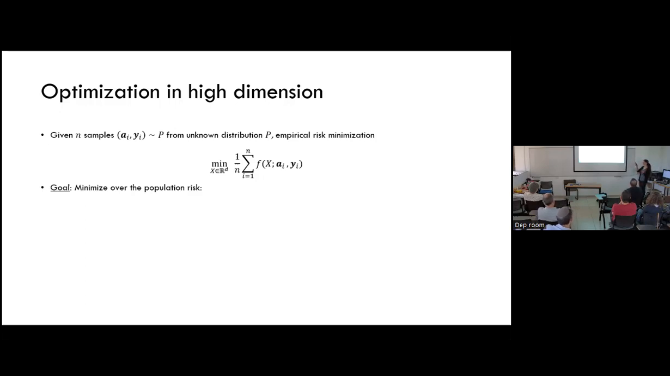a set of parameters. But actually, if you had access to this unknown distribution P, you would have liked to do the minimization with respect to this true distribution. The problem is that a priori, you don't know that this indeed will be the right minimization.